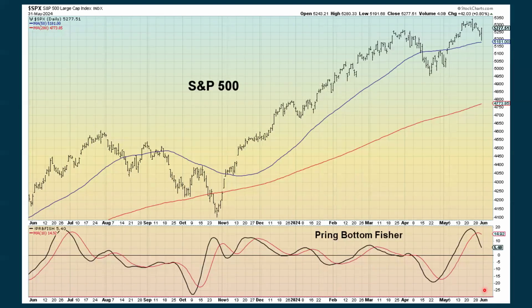Pring bottom fisher. It had generated a pretty good signal back in late April, and there was a little bit of a hiccup along the way, but it really led us higher. Well, we crossed below here, and so that signal is pretty much gone. It doesn't mean that we've turned negative. This really just tries to give buy signals, not so much sell signals.